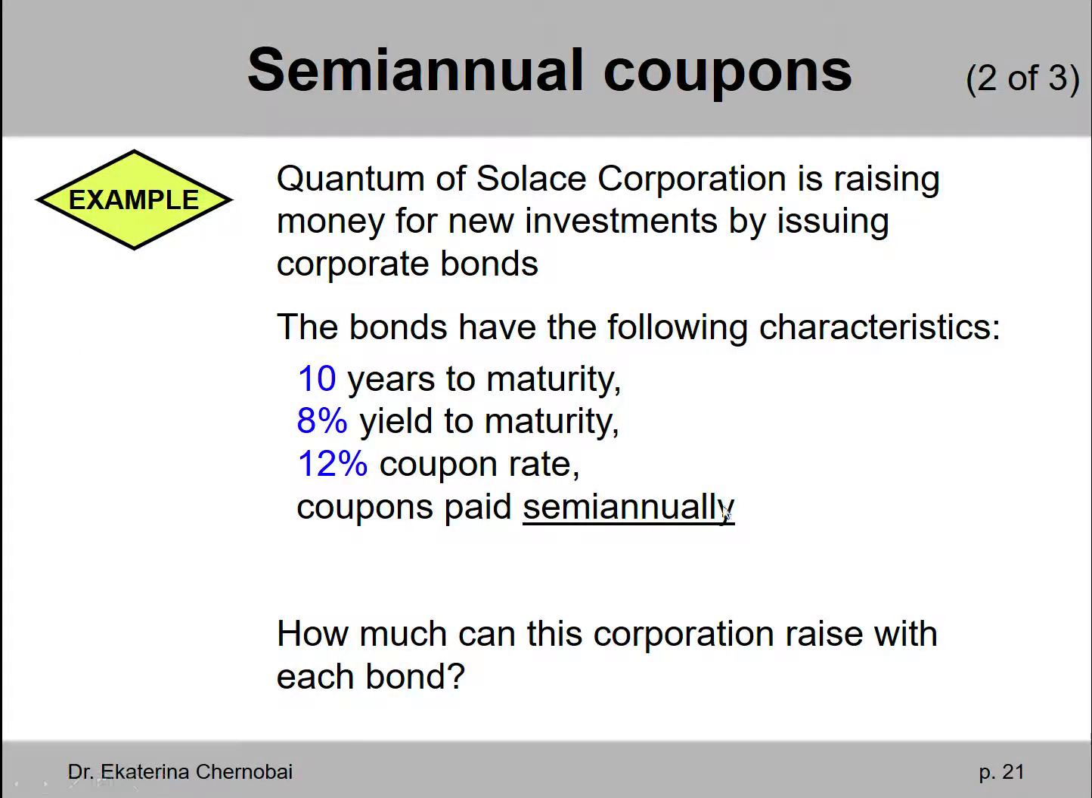Let's do an example. Let's say we have Quantum of Solace Corporation, another one of James Bond's movies, is raising money for new investments by issuing corporate bonds. The bonds have the following characteristics: 10 years to maturity, 8% yield to maturity, 12% coupon rate, and coupons are paid semi-annually. Same question as in the previous problems. How much can this corporation raise with each bond? In other words, we are asked to calculate the bond value.